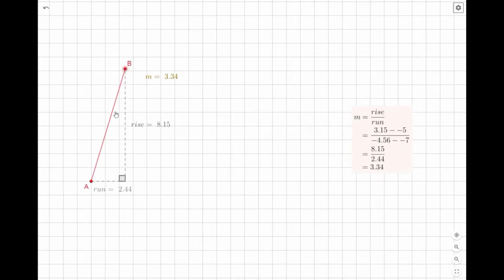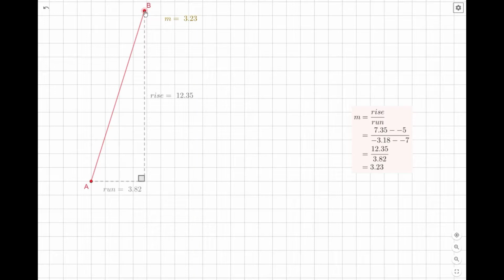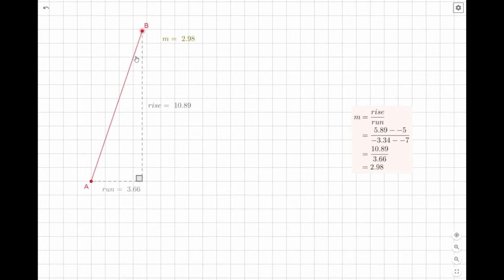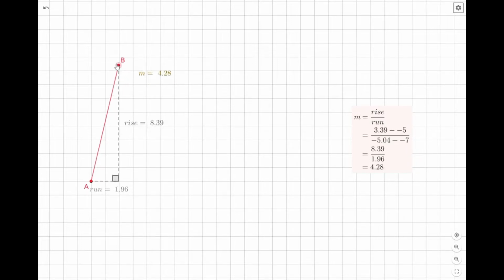It doesn't matter how short or how long I make this line is, as long as the slope is the same steepness, it's going to have the same gradient. So it's not about the length of the line, it's about how steep the line is. Now as we go towards the vertical, what do you think is going to happen? What are you starting to notice?